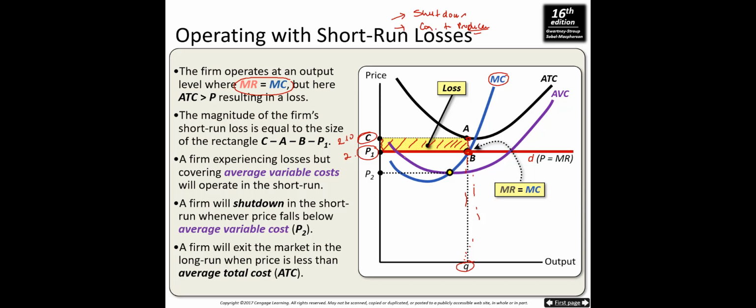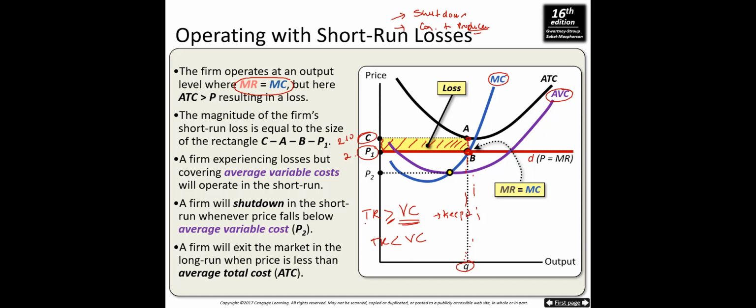The key is, in the short run, we need to focus on AVC. As long as in the short run you are able to cover your variable costs, which are operation costs like labor, to keep the business open, then you should keep the business open, although you're not making a profit. If you cannot cover them, then you should shut down in the short run.